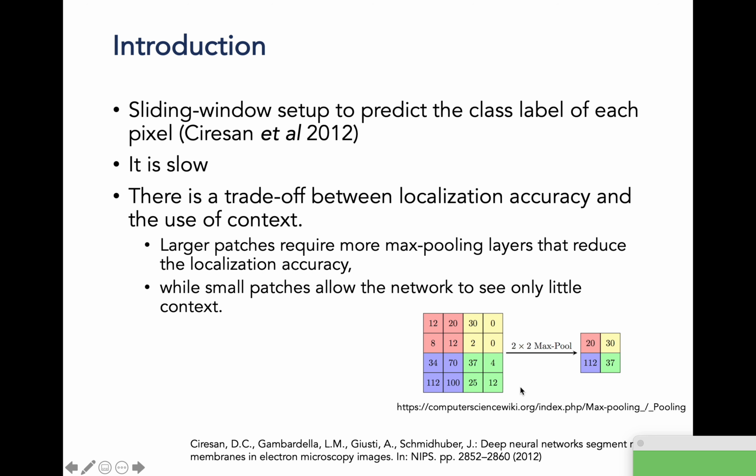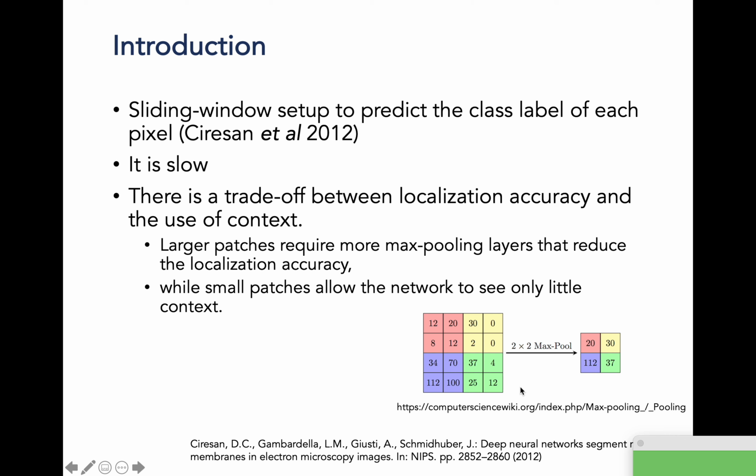Okay. So setting these up, it should become obvious that this is going to be terribly slow. Imagine if you're just sliding the window and predicting class labels, okay? And there's also an obvious trade-off between localization accuracy and the use of context. What does that mean?